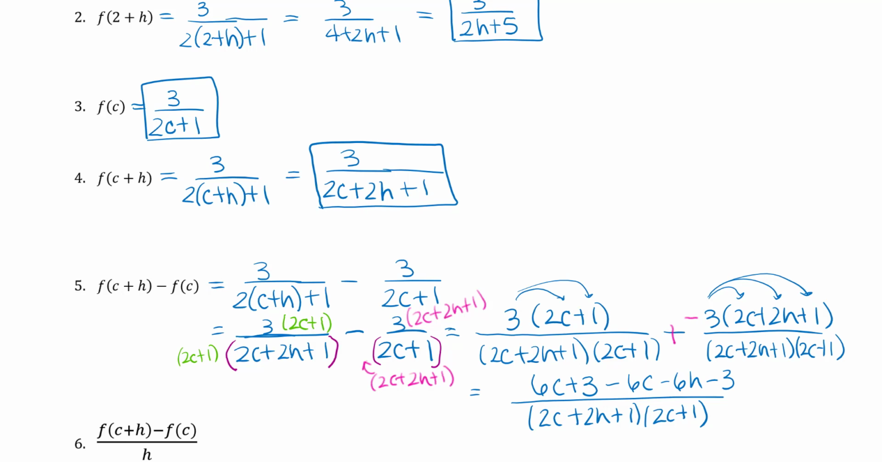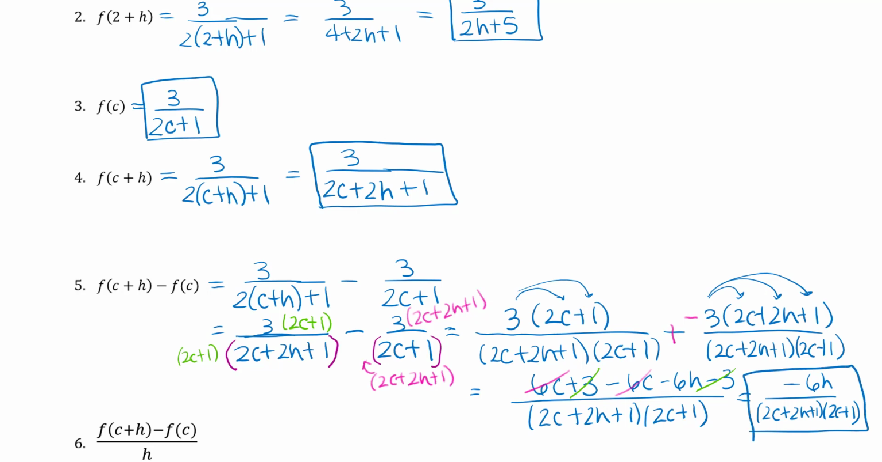Looks like we have a couple of terms that will cancel on the numerator, a 6c and a minus 6c, and a 3 and a minus 3. So I'm left with, squeeze it in over here, negative 6h over that common denominator, 2c plus 2h plus 1 times 2c plus 1. About out of room there.